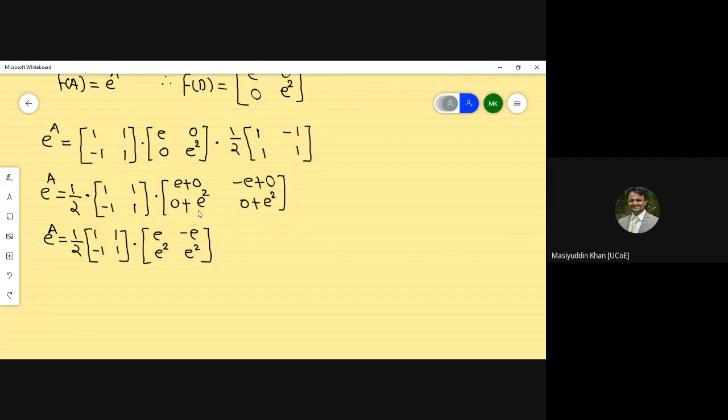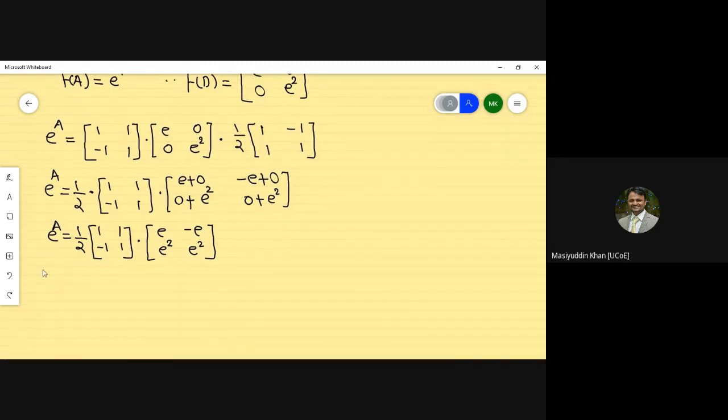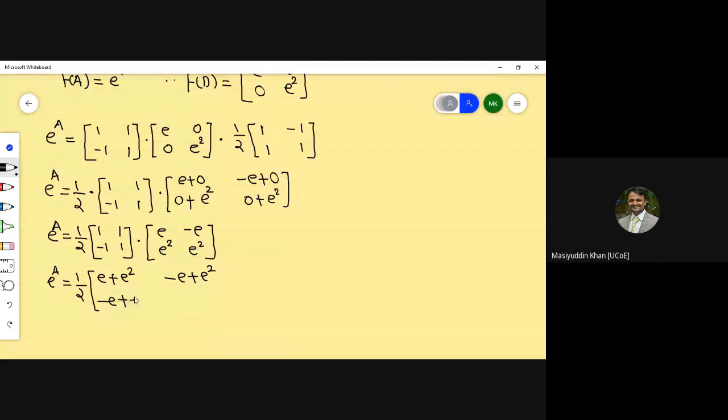Similarly second row first column. Similarly here we have to apply e raised to A, 1 by 2. First row into first column, so 1 into e plus e square. Now first row second column, so minus e plus e square. Now second row first column, minus e plus e square, minus minus plus e square. ये हमको result मिलता है. So hope everyone is clear about how to apply the multiplication.